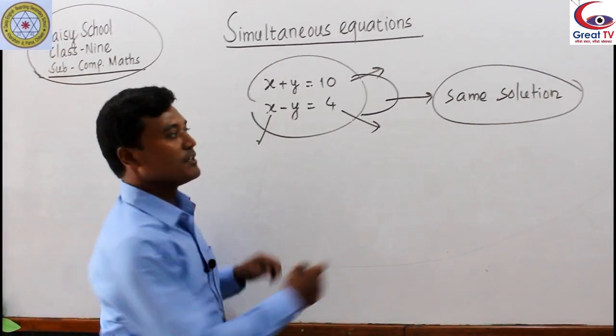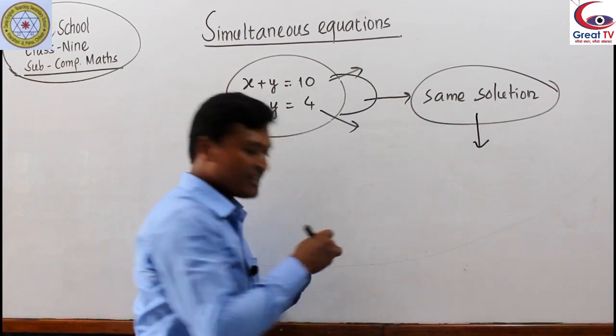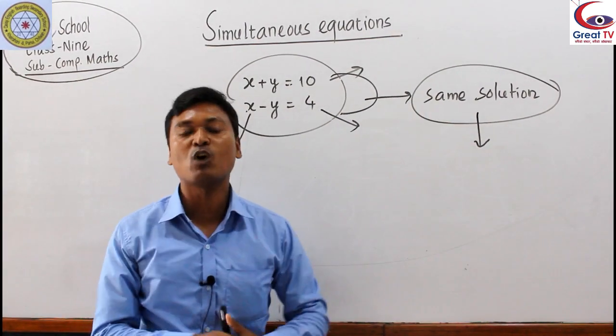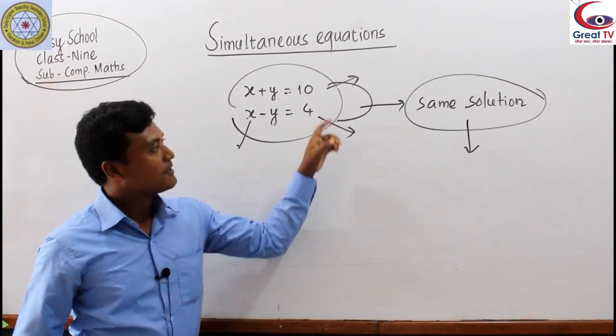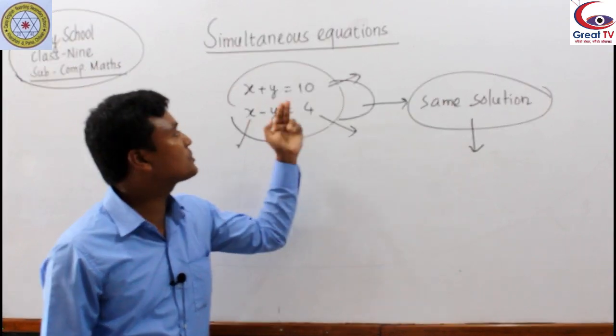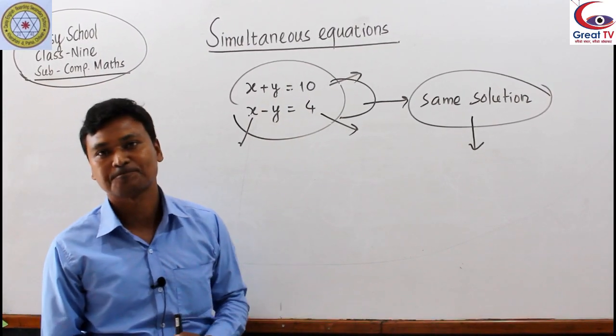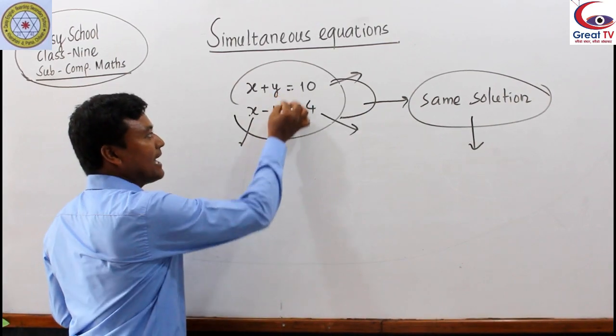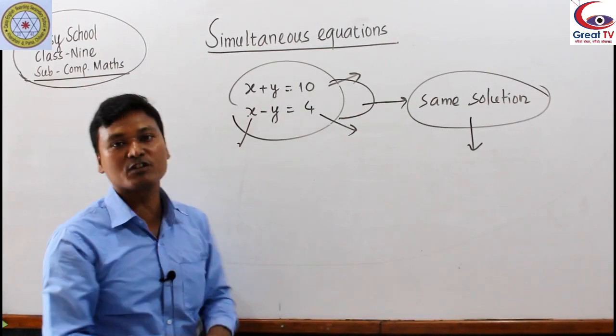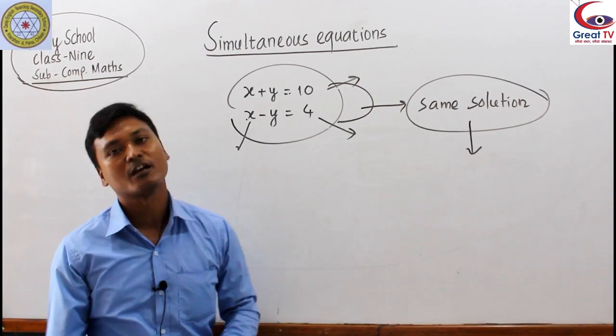I repeat once more. Here you may have a question: same solution. What does it mean? It means the same values of x and y should satisfy both equations. If the same values of x and y satisfy two equations, they are simultaneous equations.